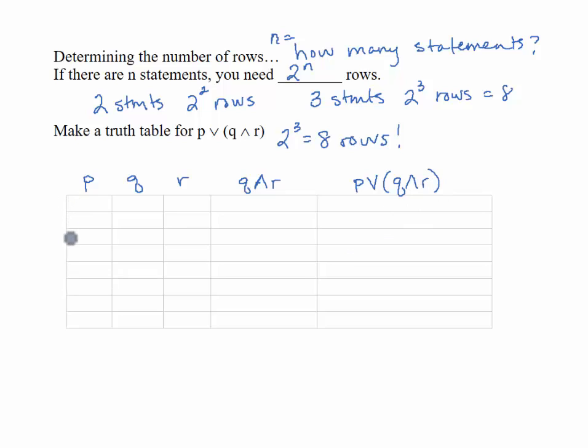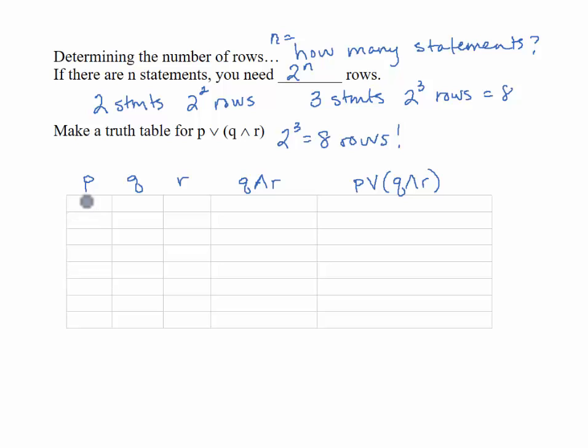Okay? But I have 8 rows, and I need a column for each of the individual statements, then a column for what I have in parentheses here, and a column for my final. Okay, but it's always easier to add columns, but you need to know how many rows to start with. So how do we determine what to put here?